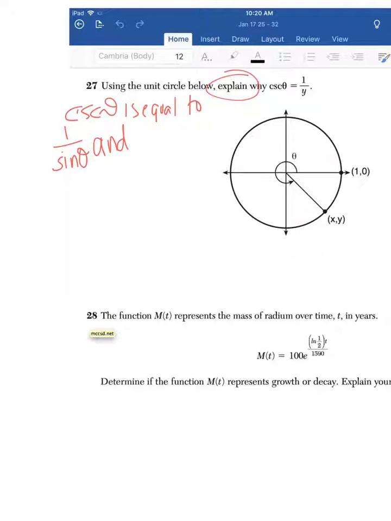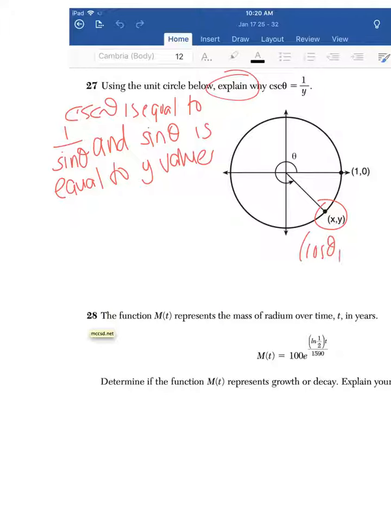And now remember, we're on the unit circle, so because we're on the unit circle, we have that rule that says that the sine of theta is equal to the y value of whatever that point is right here. So the y value here, this is really cosine theta comma sine theta, because cosine is x, sine is y. Okay, so it's equal to the y value of that point.